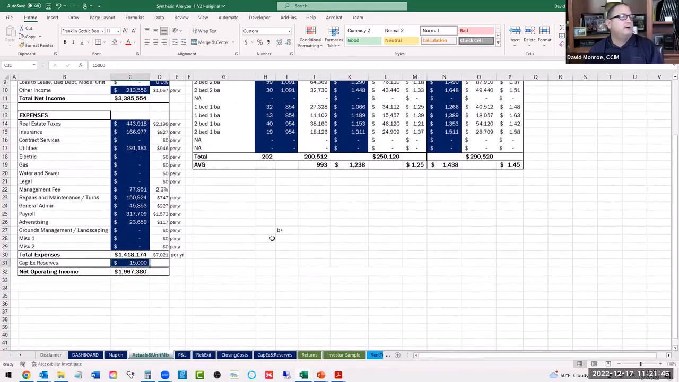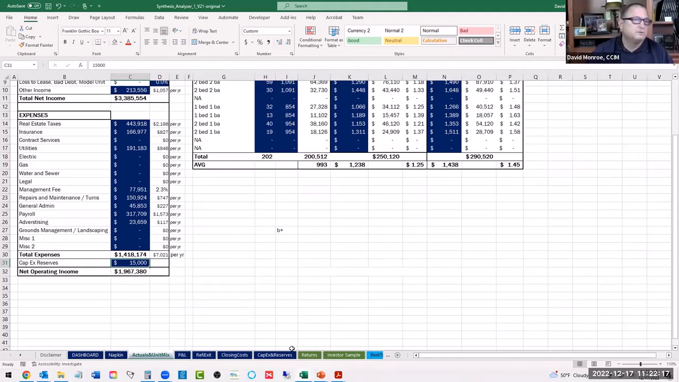CapEx. What do you guys want to put away for CapEx reserves? You tell me. Give me a number per unit. It's a fairly new property. I think it was built in 2018 or 2019. 500 a unit? Okay, I got one for 500. Anybody else? No? You guys just don't want to play today, or you all agree with him?